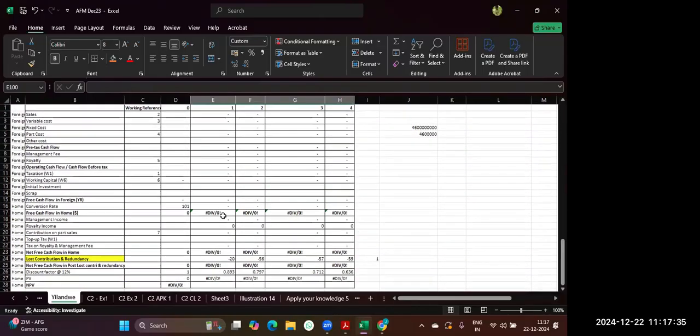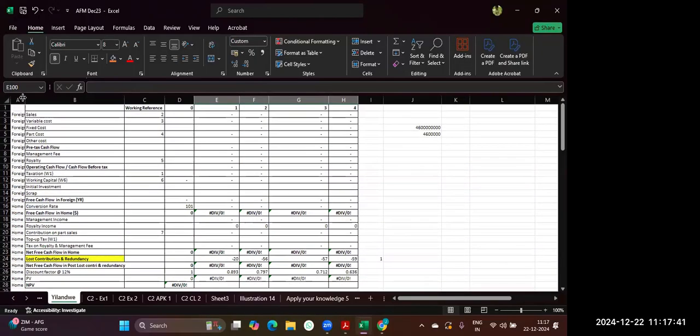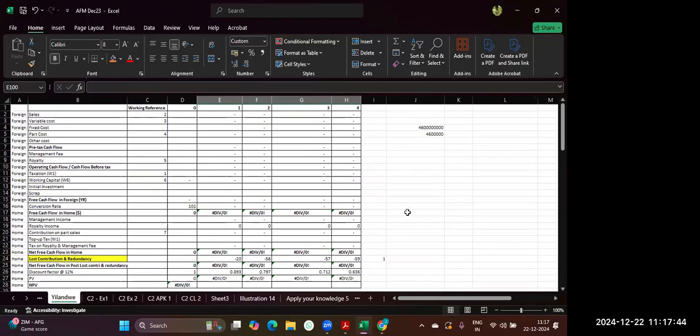Can you see my pro forma over here? Yes. Can you please copy this pro forma and put it in your Excel as well? I want you guys to solve simultaneously along with me. This is a standard pro forma for a foreign NPV. It includes all aspects of royalty management and other bits and pieces that you need for a foreign NPV. Please copy this pro forma and let me know once you are done.